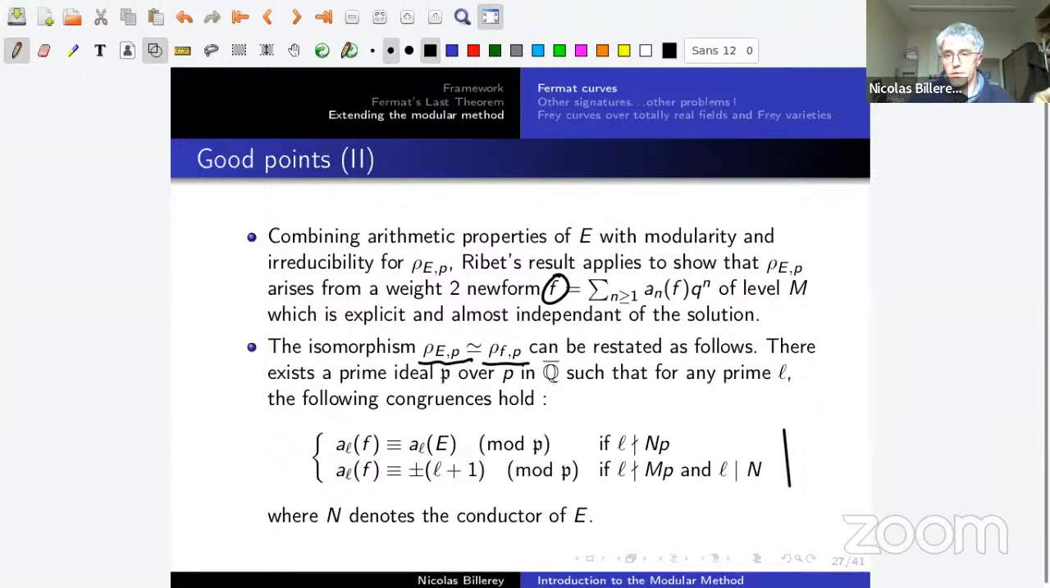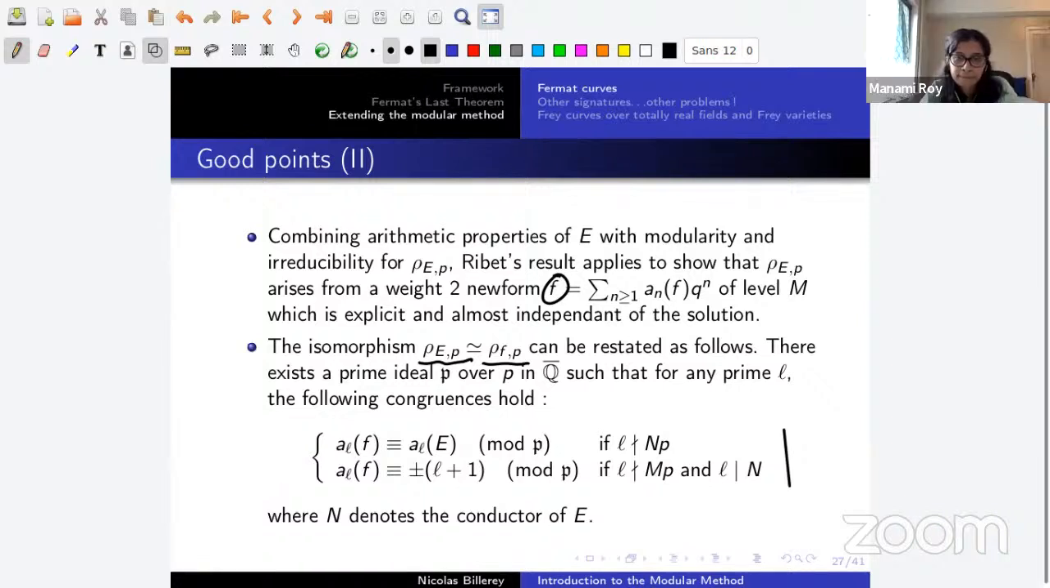Remember that in the case of, yes? Oh, so in this slide, you are talking about this isomorphism of the Galois representation. On one side we have conductor N for E, but on the other side we have conductor M for F? Yes. Is that correct? Yes.